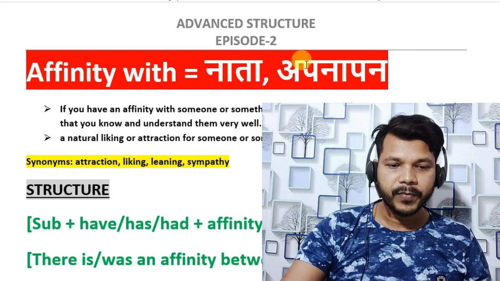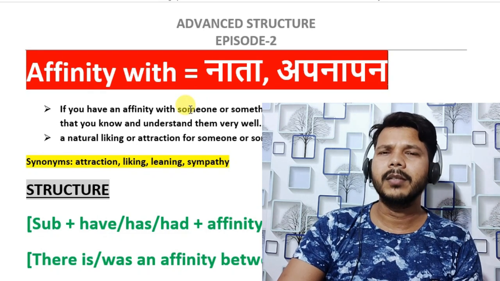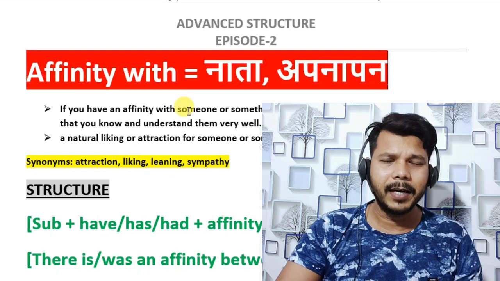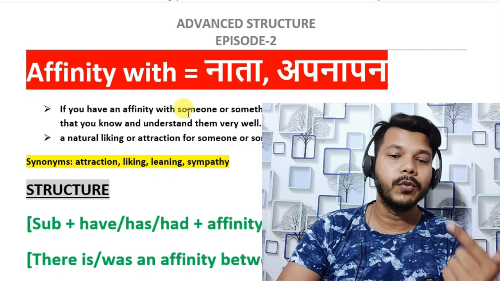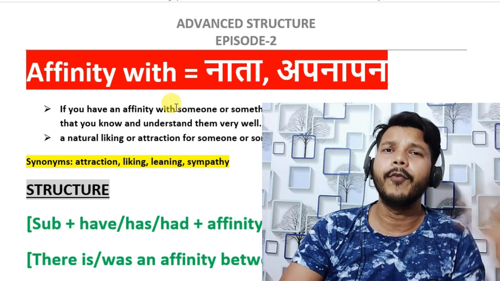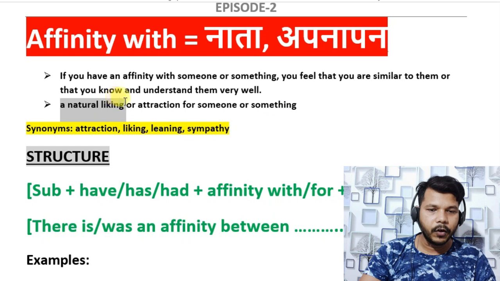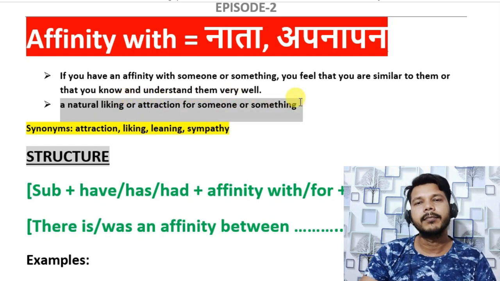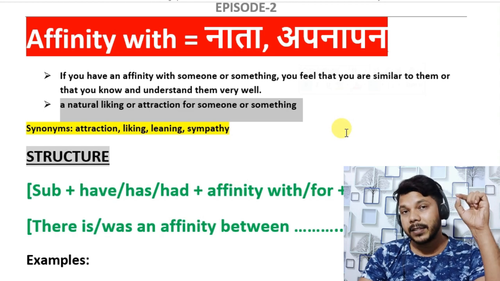Correct, guys? So you can say affinity with, you can also say affinity for. But if you're writing an exam, you have to mostly use "with": affinity with. In spoken English, sometimes we use affinity for as well. So a natural liking or attraction for someone or something means you have that affinity.